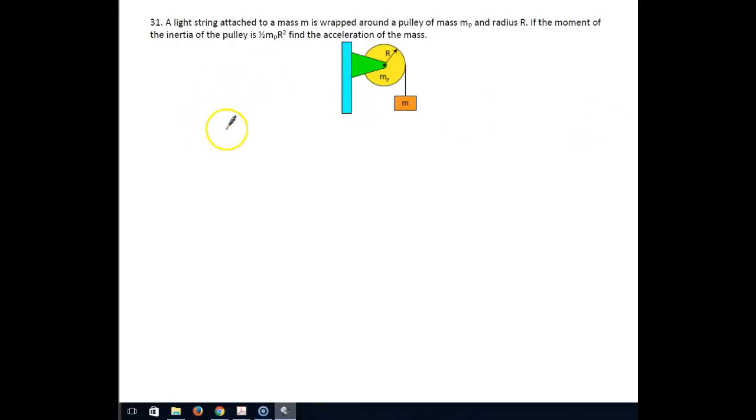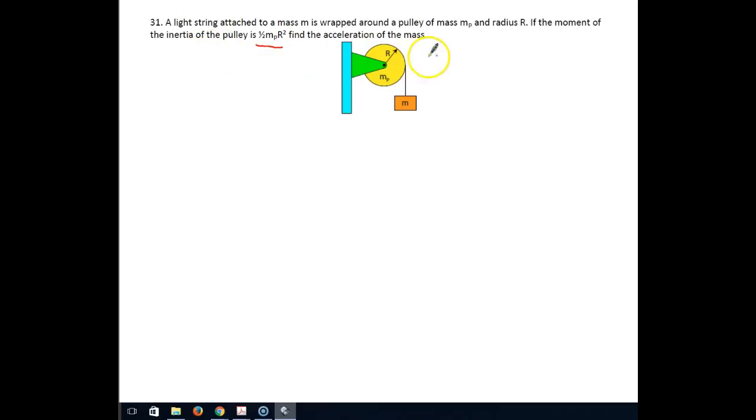Hey, this is Horner, and we're going to finish up this section, so we'll call this section 5 of everything you need to know about rotational motion to score a passing score. So you have a light string attached to a mass m wrapped around a pulley of mass mp and radius r. If the moment of inertia of the pulley is 1/2 mp r squared, find the acceleration of the mass.